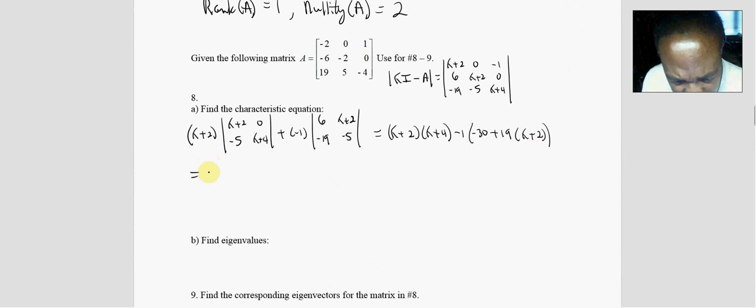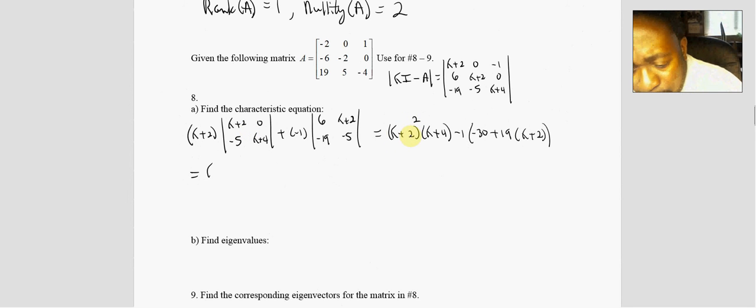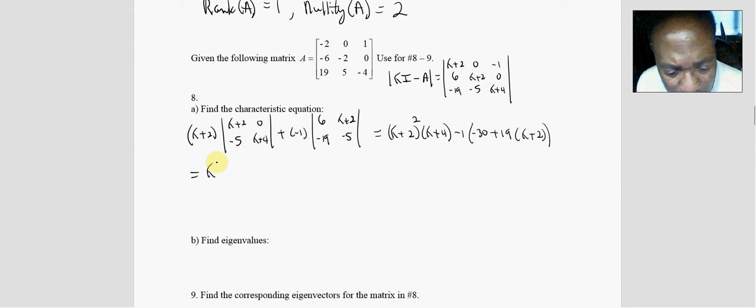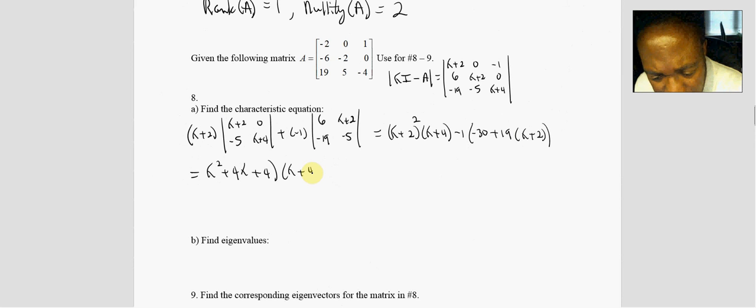We simplify that. I'm missing this is lambda plus 2. I forgot that. Times lambda plus 2 times lambda plus 4. That's lambda plus 2 squared. So this is going to be lambda squared, when I FOIL that out, plus 4 lambda plus 4 times lambda plus 4. This is minus -30 plus 19 lambda plus 38.